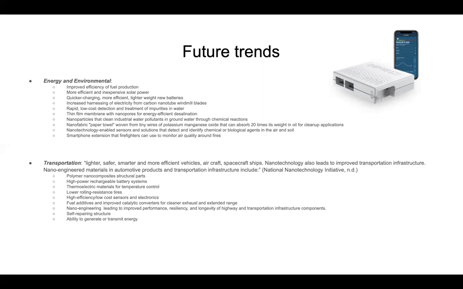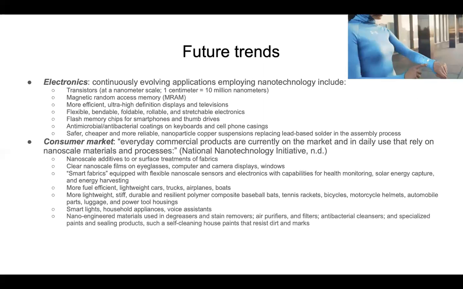Finally, goods in the consumer market will be transformed with further applications of miniaturization through nanotechnology. Imagine smart fabrics that have embedded health monitoring and can capture solar energy. Sounds pretty unheard of, but that's on the forefront of future trends. Additionally, motorcycle helmets, bicycles, luggage, and car parts will become more lightweight and durable. Household products too stand to benefit from these trends with better air purifiers and specialized self-cleaning house paint.